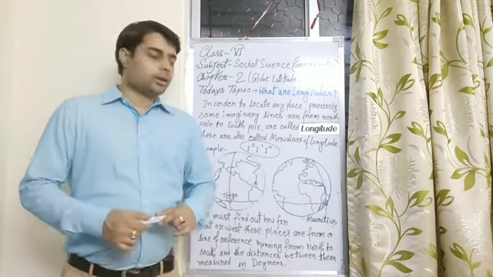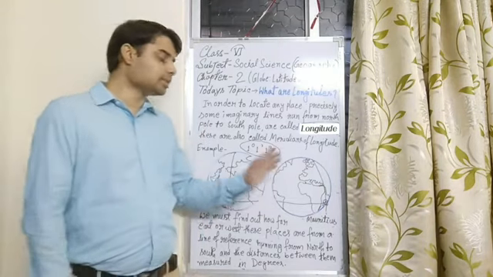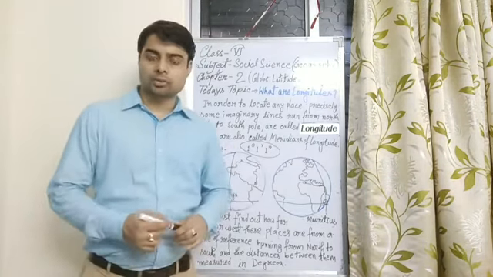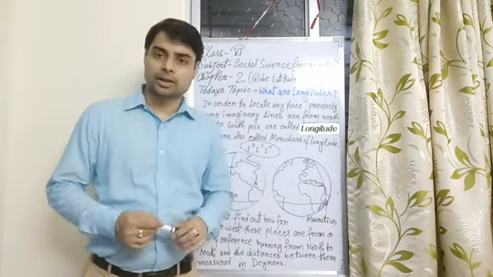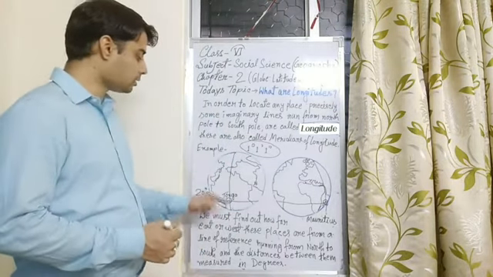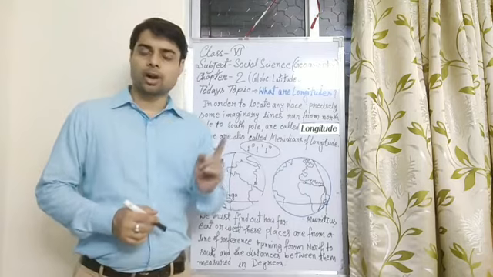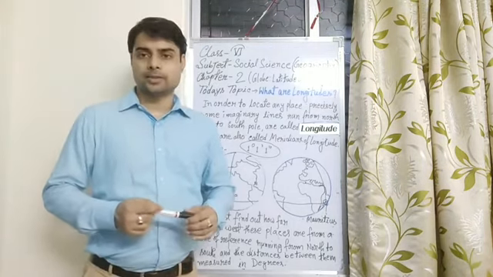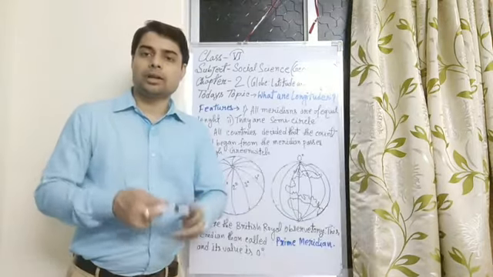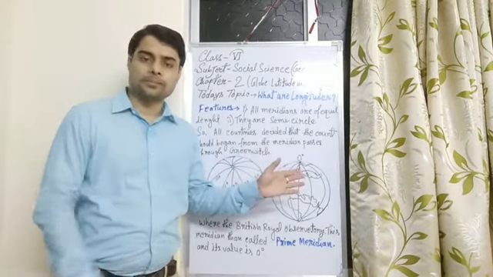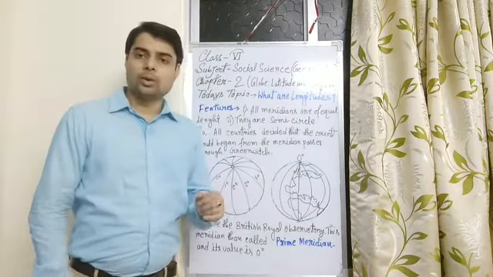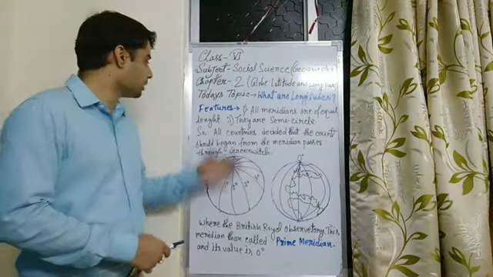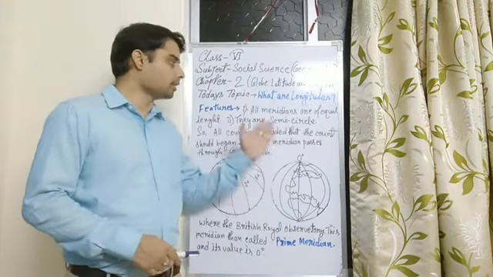What are the main features of these lines? These lines are actually semicircles. They are not round shapes, they are semicircles, and in total there are 360 lines. Remember these two features: they are equal in size and equal in length, and they are semicircles.